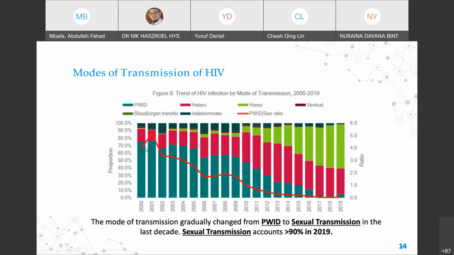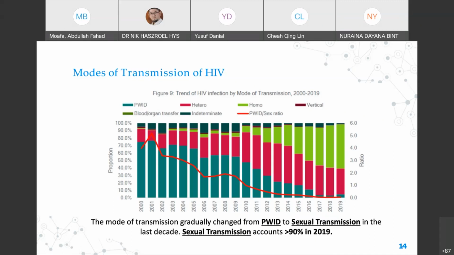But the reason for this decline for people who inject drugs is because back in 2006, sorry, Malaysia introduced the needle exchange program, or harm reduction program, which raises awareness of the harm in sharing the drugs, in sharing the needle for the drugs.